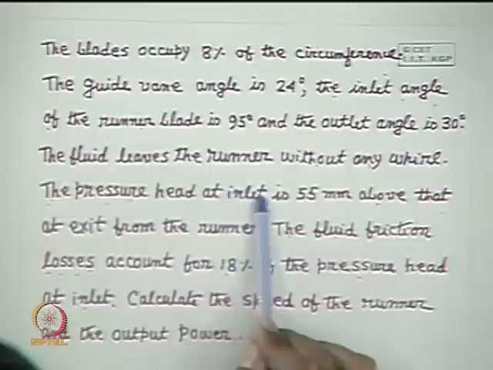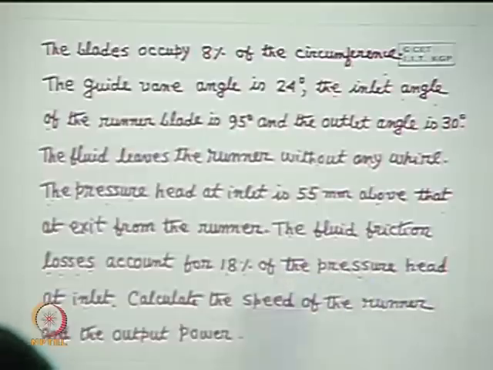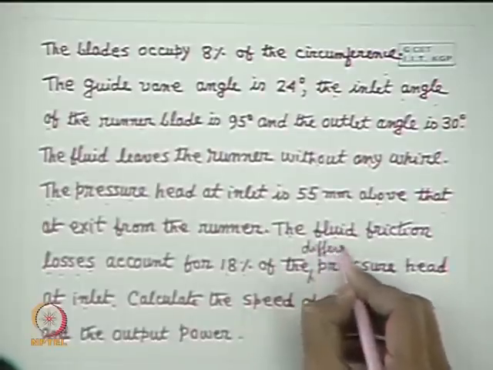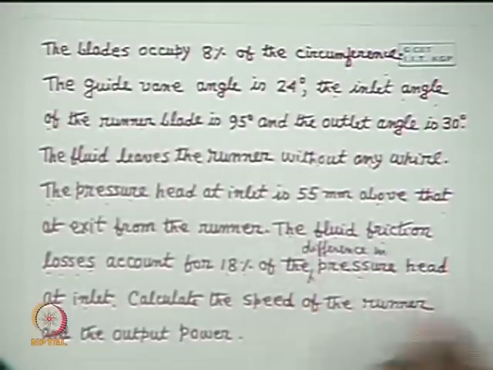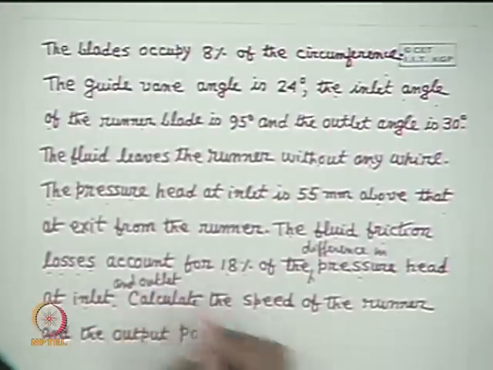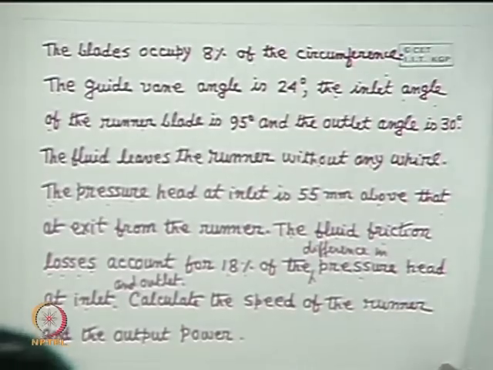The pressure head at inlet is 55 millimeter above that at exit from the runner. The fluid friction losses account for 18% of the pressure head at inlet. Actually, there is a mistake. You write, it will be 18% of the difference in pressure head at inlet and outlet. Calculate the speed of the runner and the output power. Well, if you solve this problem, just see how you can solve it.